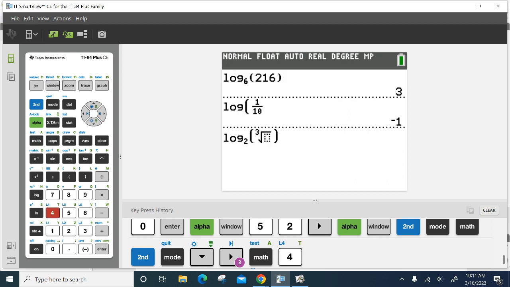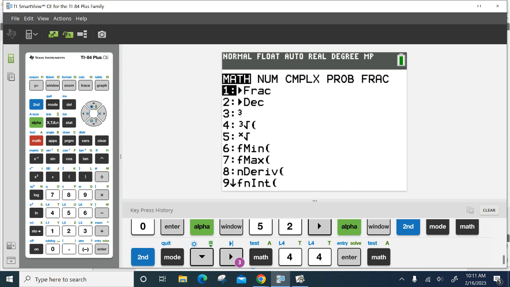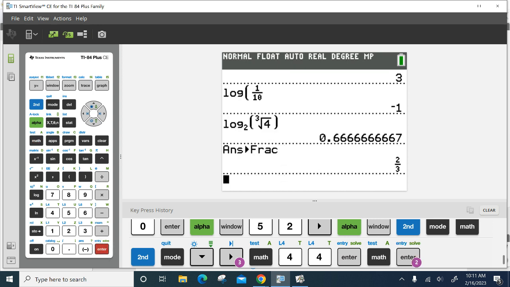What do I put underneath 4? Definitely don't want that, right? How do I change it back to a fraction? Even though it says nearest 100, I don't want a decimal. Just bring it back to a fraction for me. So math, choice 1, bring it back to a fraction, 2/3.